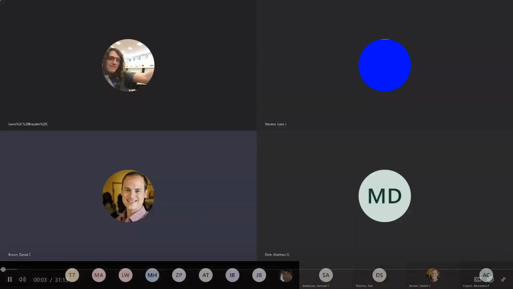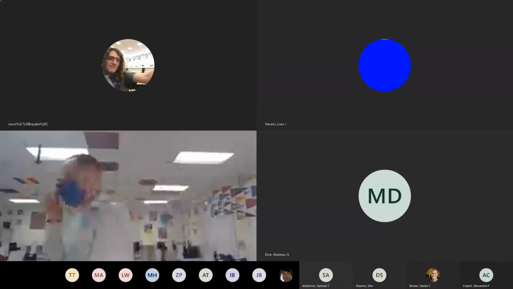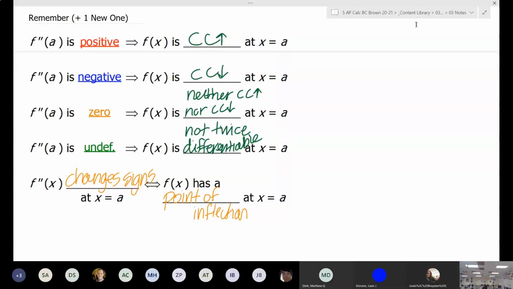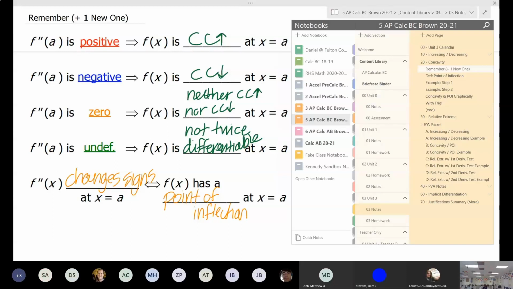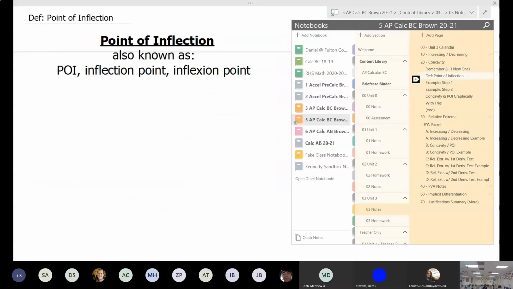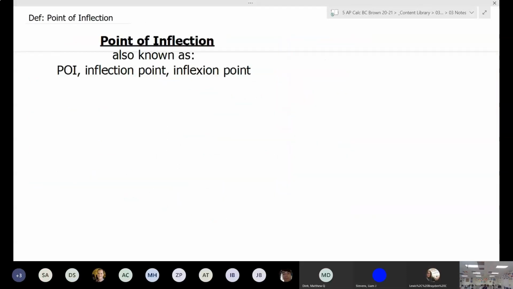It has to change signs as you're moving across A. And that's what's going to give us a point of inflection. To expand on point of inflection a little bit, some other ways I'll call that: POI, a pretty common abbreviation, and inflection point, same meaning. That third one you see with the X is just the British English spelling of point of inflection. So if you're looking at stuff online and you see that, it's all talking about the same thing.